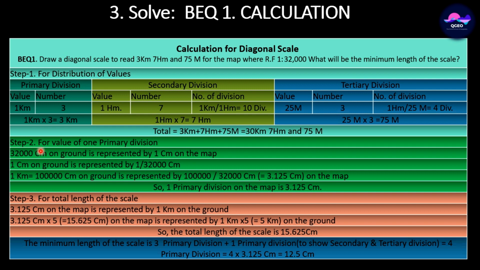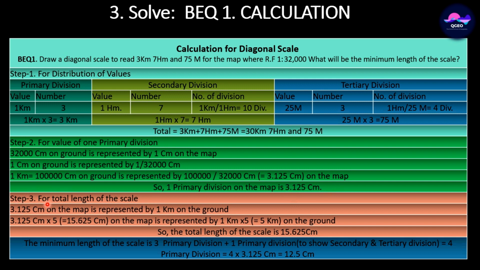Now step 2, for value of one primary division. According to the scale 1 to 32,000, we can write 32,000 centimeter on the ground is represented by 1 centimeter on the map. In this way 1 kilometer, that is 10 to the power 5 centimeter, 1 into 10 to the power 5 centimeter on the ground is represented by 3.125 centimeter on the map. So one primary division will be 3.125 centimeter.